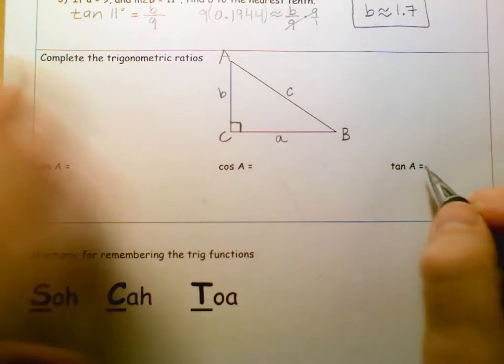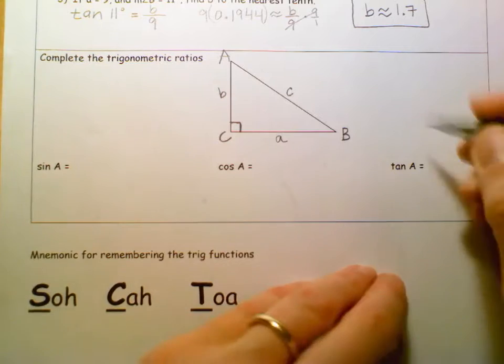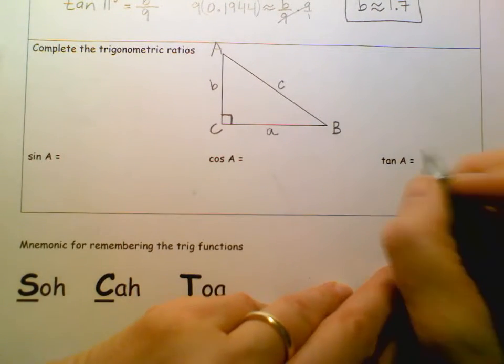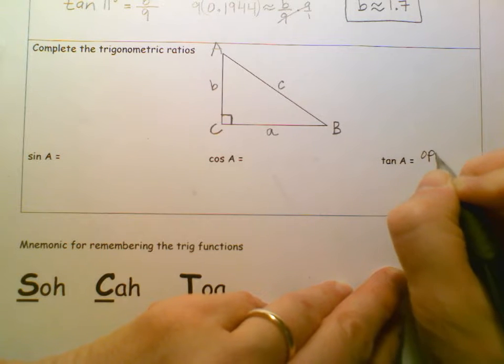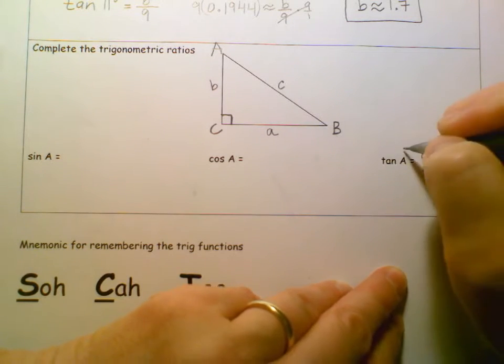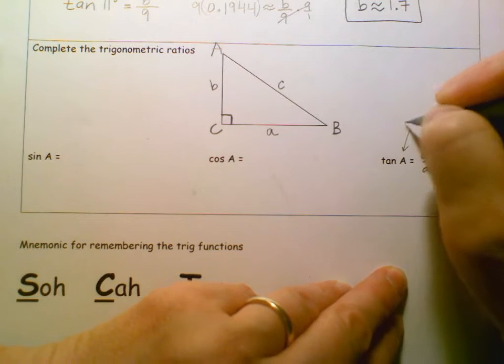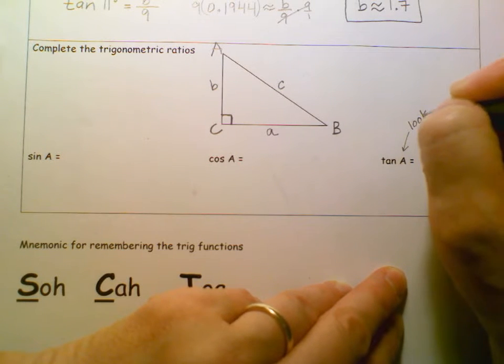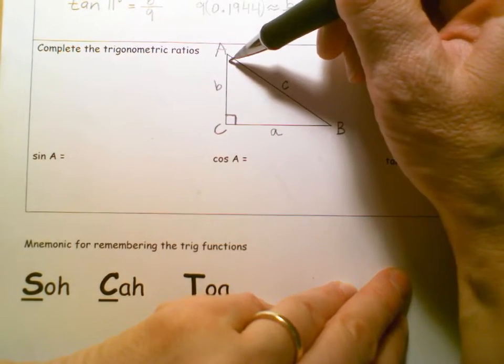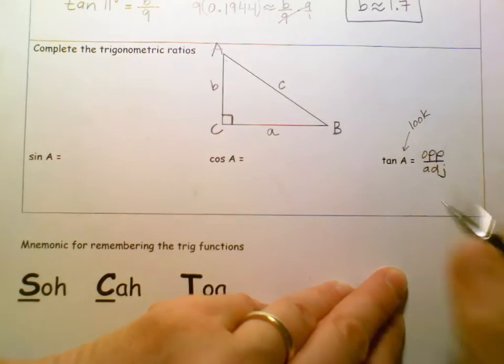All right, so we already know what the tangent is. Let's go ahead and just write that down. So that's just a ratio of the opposite side over the adjacent side. All right, and then you have to know where to look, right? You should be looking at the A. So when I look at this A right here, opposite to A is little a.